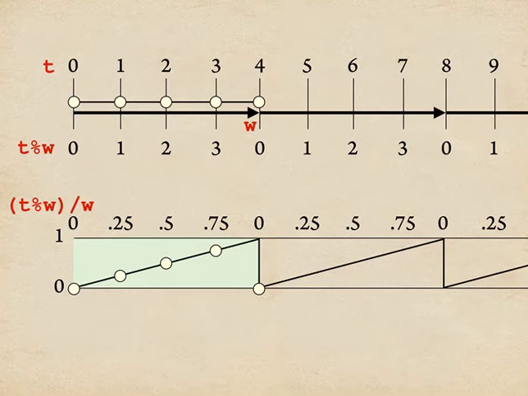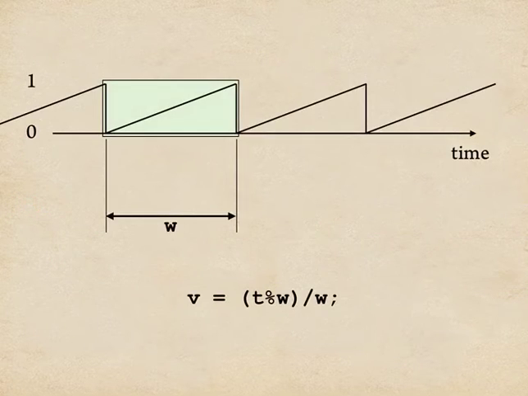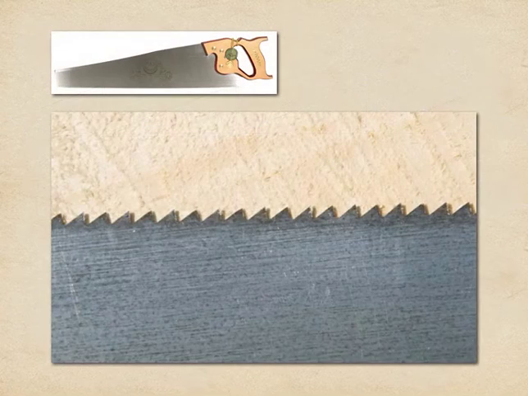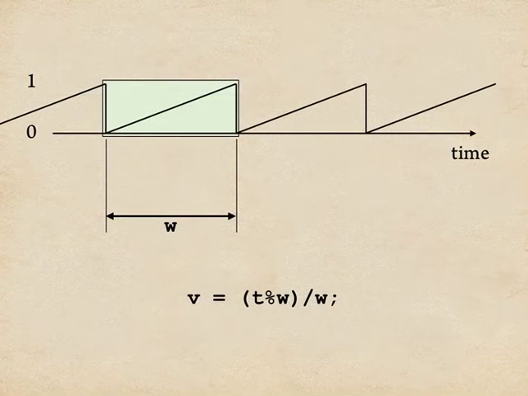I'm going to give a name to the vertical values that come out, these values between 0 and 1. I'm going to call them V. So now I'd like to write down the expression for V. Well, that's exactly what's above it in red. It's T mod W divided by W. So here is the heart of making a repeating pattern. This is the basic idea. We take a look at a single chunk of this pattern. It lasts for W frames. And by writing V equals T mod W over W, we get back a value of V that changes from 0 to 1 over time. This particular pattern is called a sawtooth pattern, because it kind of looks like the teeth of a saw when viewed from the side.